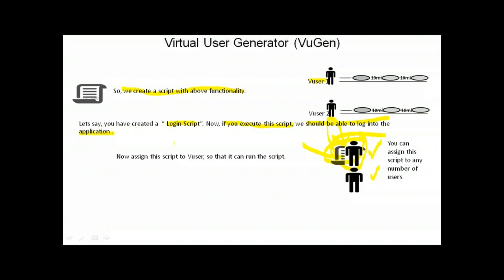Let's say this is a login script that you have assigned to the first virtual user. What would happen? He will run for one iteration. Let's say that has taken 10 minutes. But he has to run for 1 hour, right? Again, he will run the same script. Like this, he will continue to run for 1 hour.